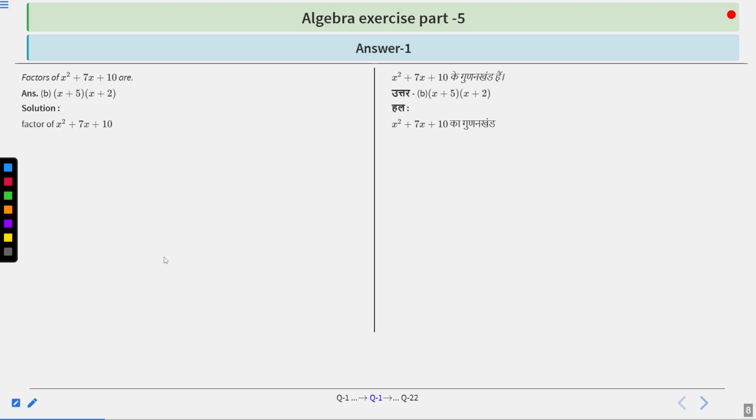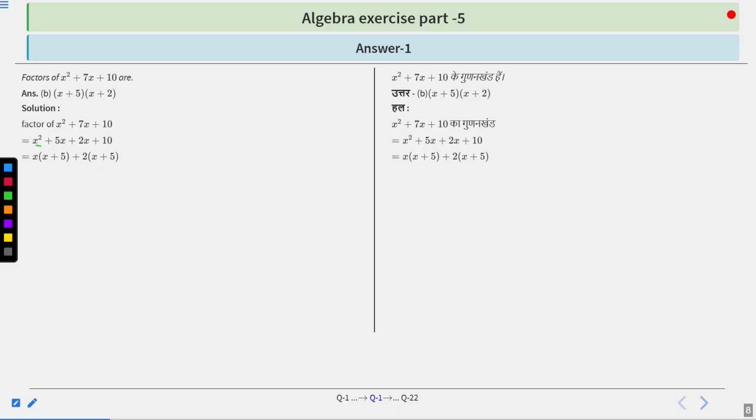So, factors of x square plus 7x plus 10. 7x can be written as 5x plus 2x. So it becomes x square plus 5x plus 2x plus 10. Taking x common from the first two terms, x square and 5x, we get x into x plus 5. And taking 2 common from the last two terms, we get 2 into x plus 5.